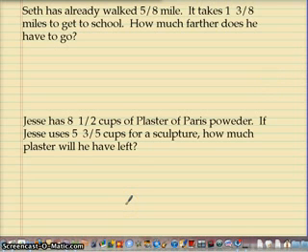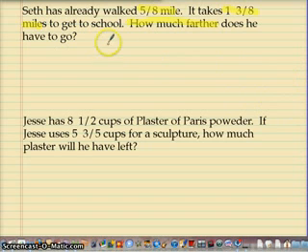For our next example, Seth has already walked 5/8 of a mile. It takes 1 3/8 miles to get to school. How much farther does he have to go? We know by looking at our keywords that we have the phrase, how much farther. We also see that Seth has already walked 5/8 of a mile, and it takes 1 3/8 total miles to get to school. So we know that we need to subtract.